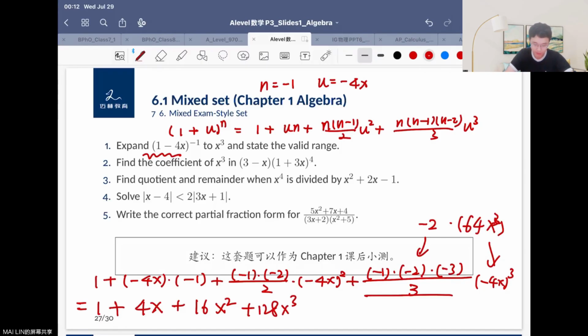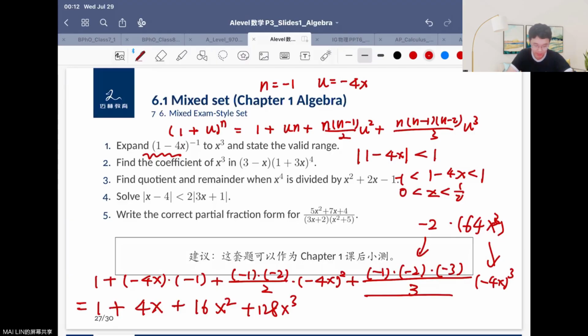So then we want to state the value range. We said that modulus of 4x is smaller than 1, right? So after expanded, you can say that -1 is smaller than 4x, which is smaller than 1. So you can say x is smaller than a half and bigger than 0, right? So it's x between 0 and a half, okay? That is for the first problem.